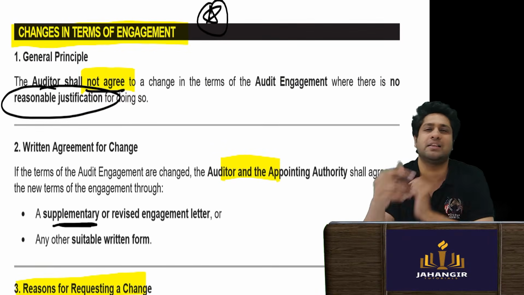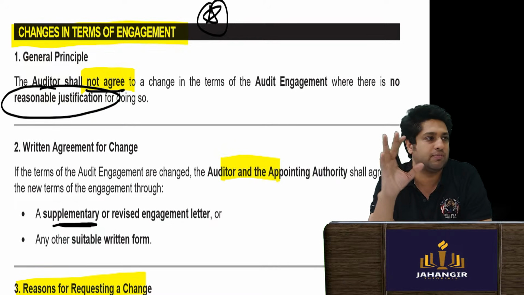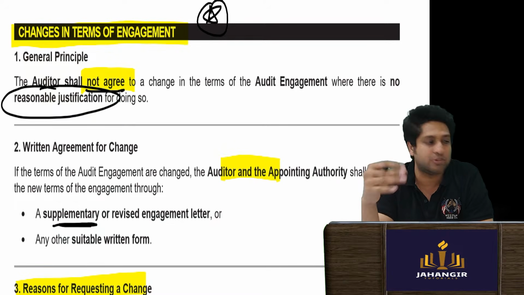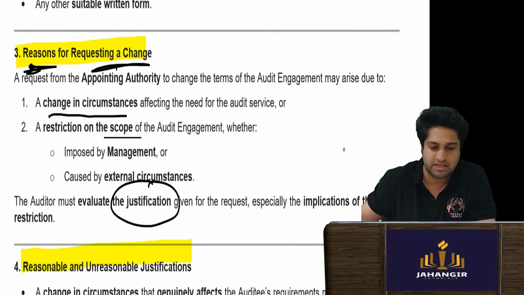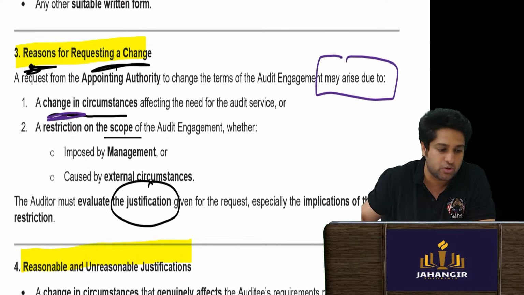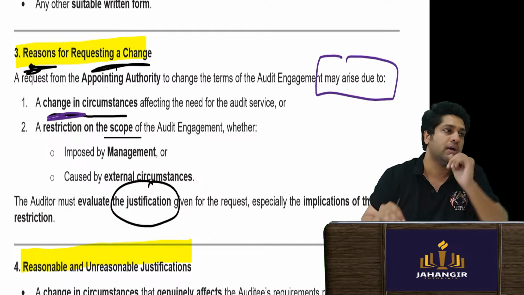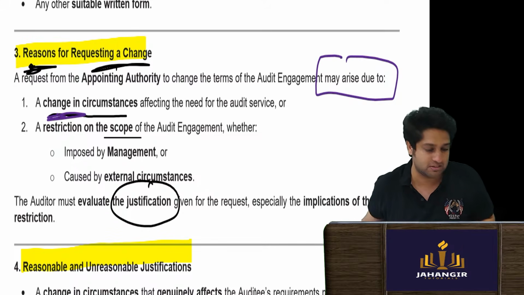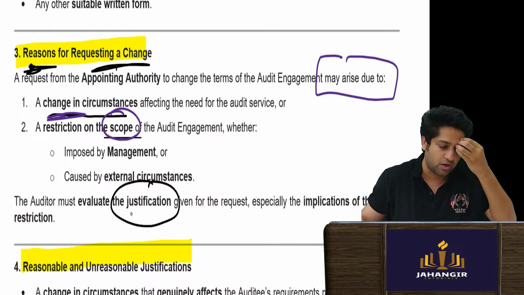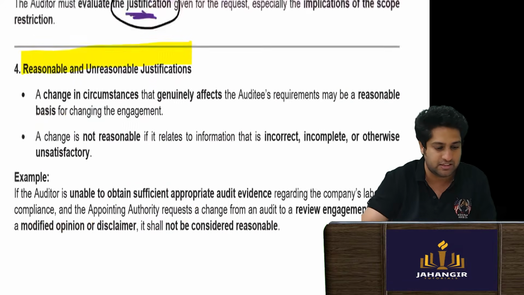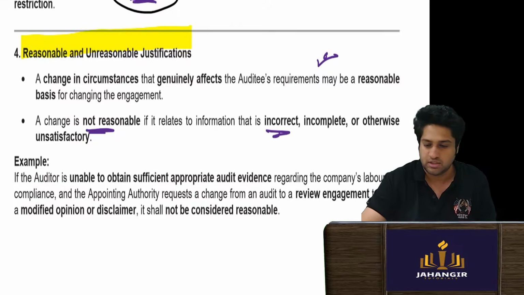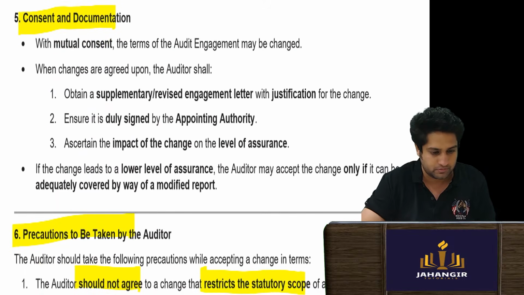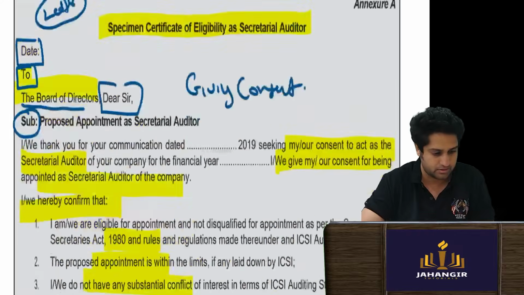Now again, we had done this thing earlier. It has come again, and I have told you the concept of changes in the terms of engagement. Such a change may arise due to change in circumstances, so you don't have to jump the gun and say don't do it. You have to say that it could arise due to change in circumstances, some kind of restrictions that have happened. You have to justify it and see if it is reasonable, then you can incorporate it. If it is not reasonable, then you should reject the audit. That is important.